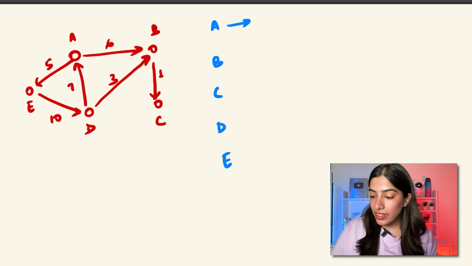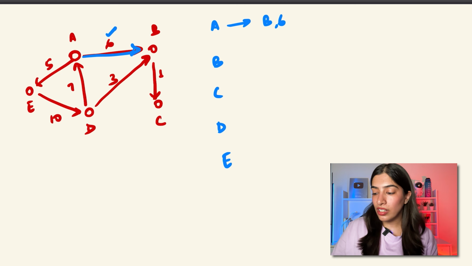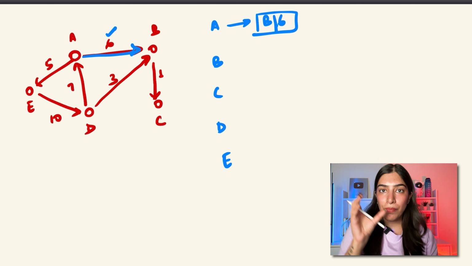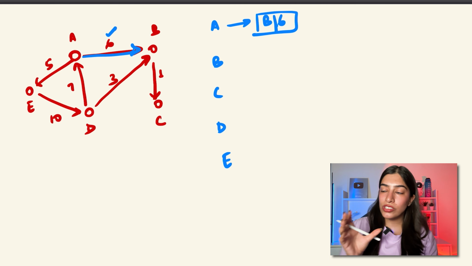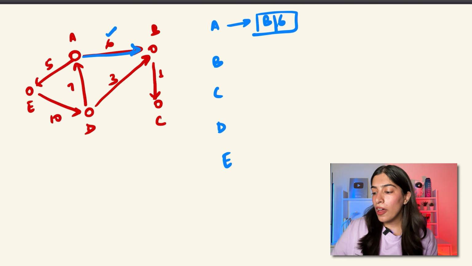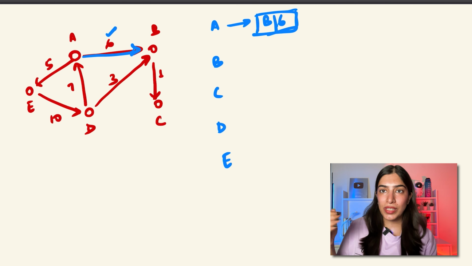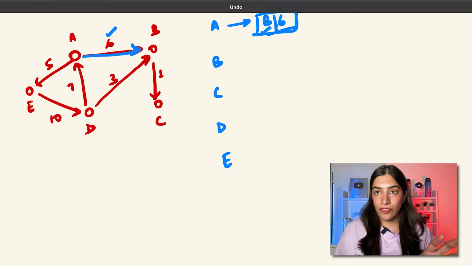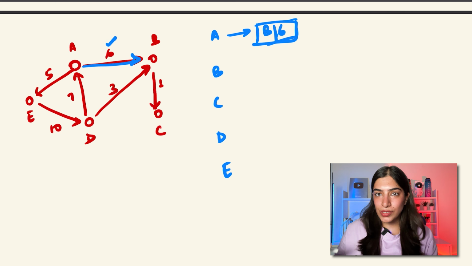Suppose here A is connected to B. So I'm going to store B and 6, where 6 is the weight. I'm going to store it like this. Now you could store it as a pair of two things, or as a list of lists. There are different ways of writing code, but a pair makes more sense: what is the node and what is the weight of the edge. So that is enough, and visually I hope it does make sense.